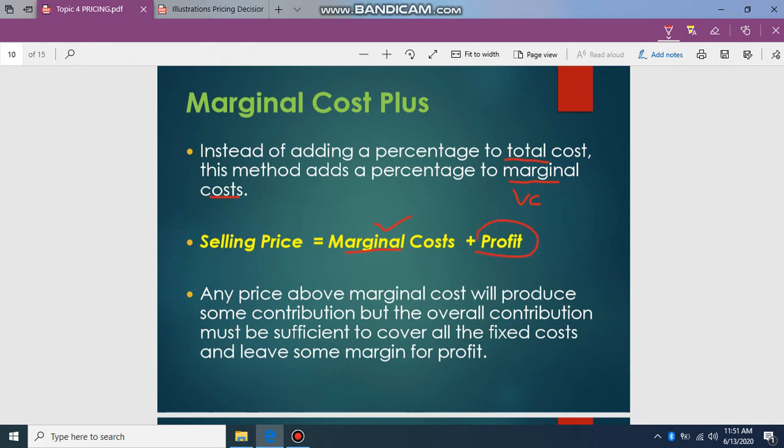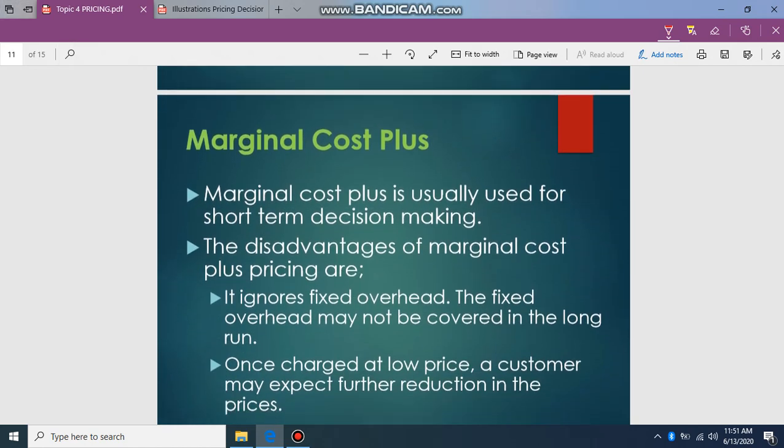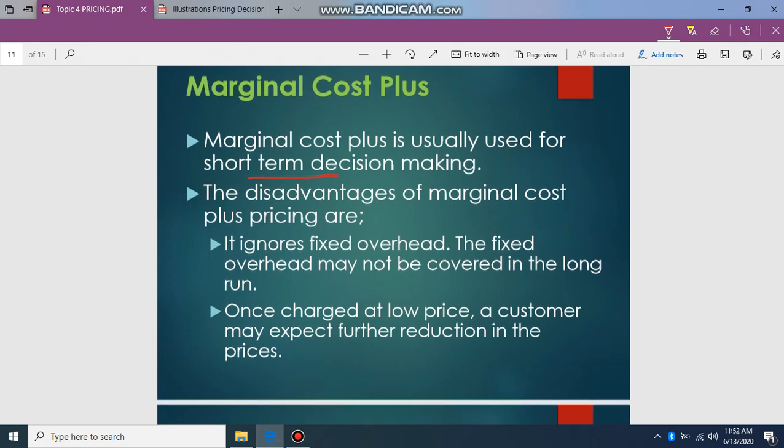Any price above marginal cost will contribute some contribution. This is the contribution margin, but the overall contribution must be sufficient to cover all the fixed costs. When you total up the contribution margin for all the products, this total contribution margin should cover all the fixed costs in order to get the total profit for the company. Marginal cost plus is usually used for short-term decisions because in the short term only variable cost will change. But the disadvantage of marginal cost is that it ignores the fixed overhead, so it may not cover the fixed cost in the long run.